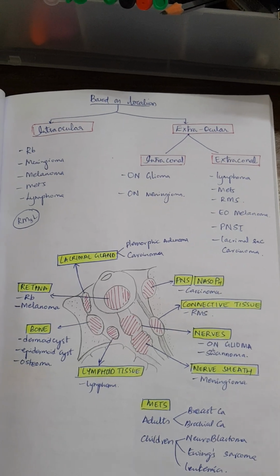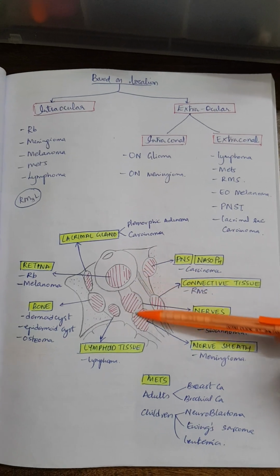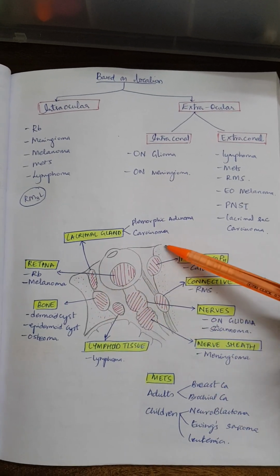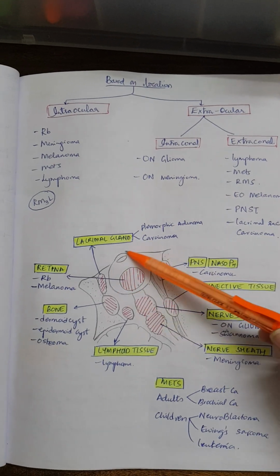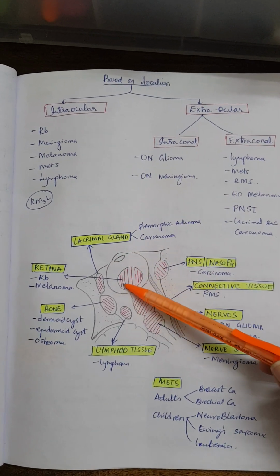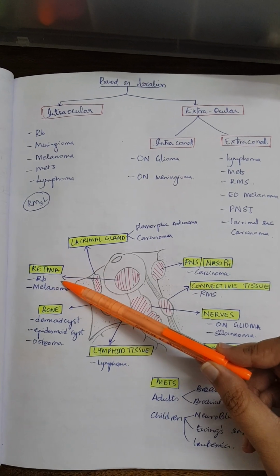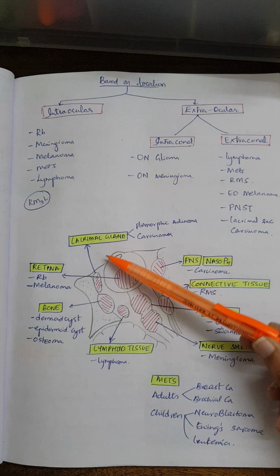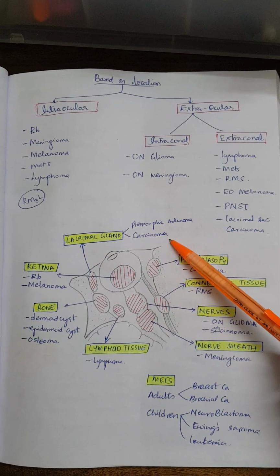So about classification of orbital tumors. Orbital tumors, if you consider this as the eye, this as the optic nerve, these are the bony, this is the bony orbit. So now this is the proper eye. If you see from the retina, the tumors arising are retinoblastoma and melanoma, and from the lacrimal gland it can be pleomorphic adenoma and carcinoma of the lacrimal sac.